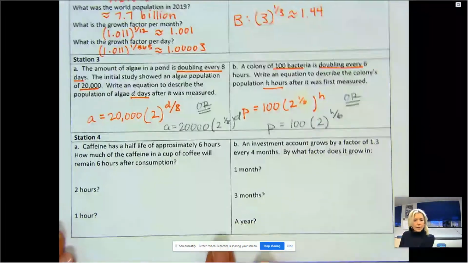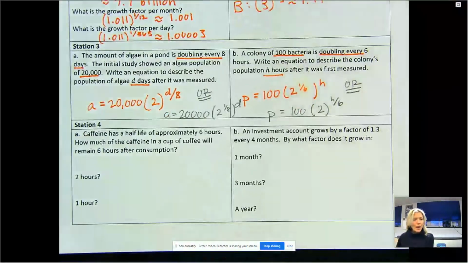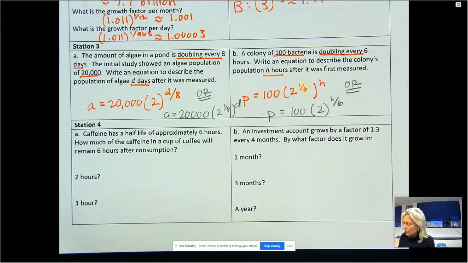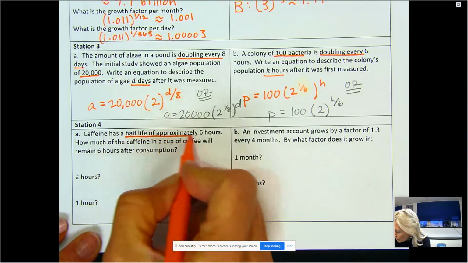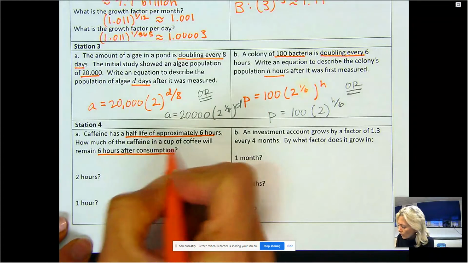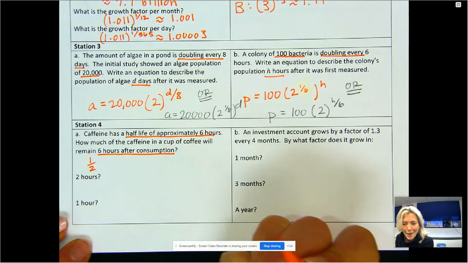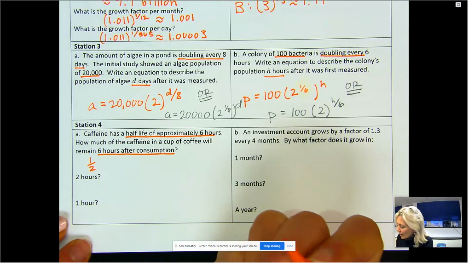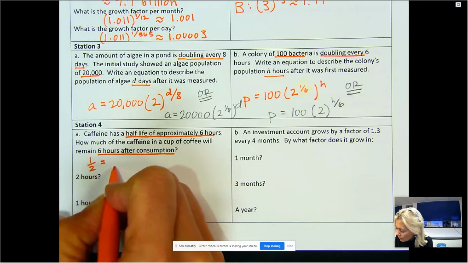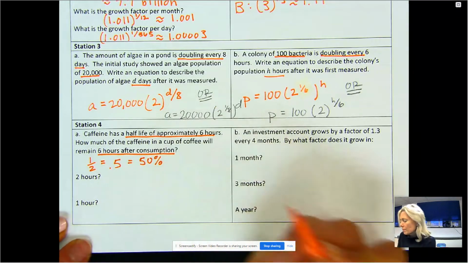Okay, next, caffeine has a half-life of approximately 6 hours. How much of the caffeine in a cup of coffee will remain 6 hours after consumption? Well, if the half-life is 6 hours, then 6 hours after consumption, we would assume there would be half of the coffee or the caffeine remaining. Or you could say 0.5, or you could say 50%, any of those, okay?